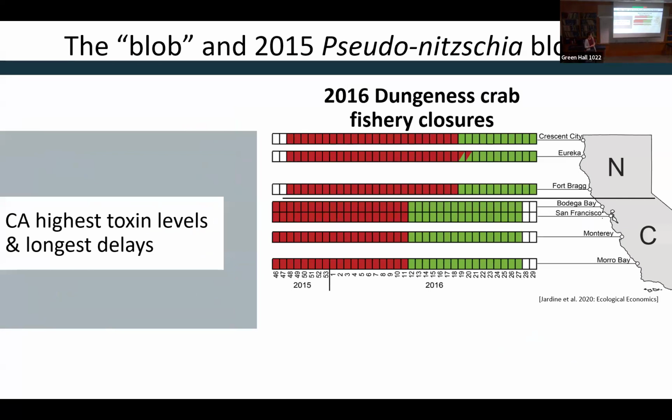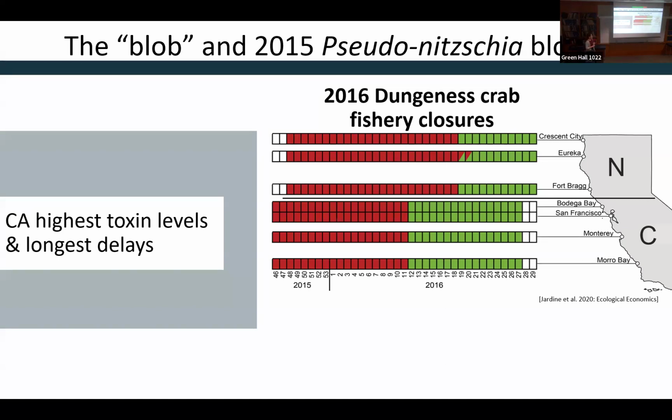The toxin levels from the bloom were highest in California. And so this is where the start of the commercial Dungeness crab fishery was delayed the longest. And these delays were implemented using staggered area closures along the coast, with each area opening up as soon as possible to try to maximize fishing opportunity. And despite this structure, the crab fishery did end up losing 58 to 78% of their entire season in 2016 and up to 21% of the entire 2017 crab season.